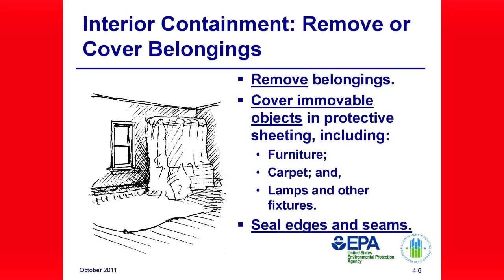If it can be moved out of the work area, remove it. If it can't be removed, cover it. Cover all objects that were not removed from the work area in a protective sheathing. Seal the seams and edges with tape. Completely cover all immovable furniture, carpets, or other personal items with protective sheathing. Secure protective sheathing to the floor with tape so that no dust can get onto the covered items.